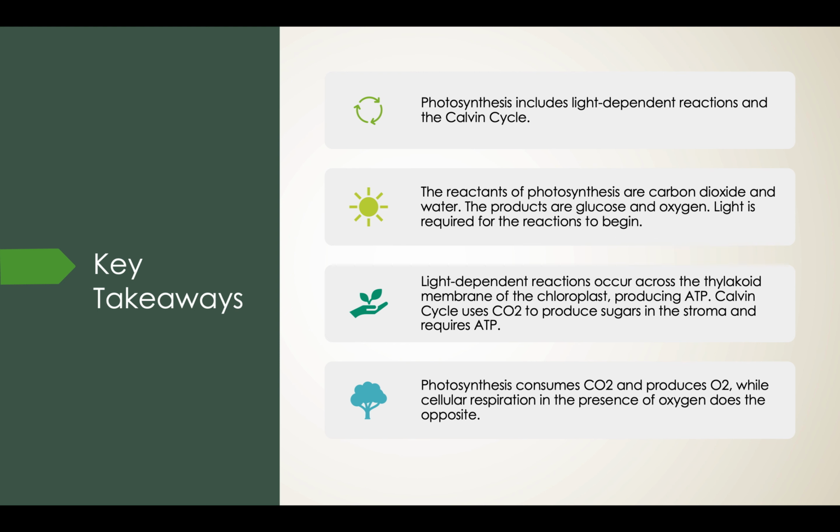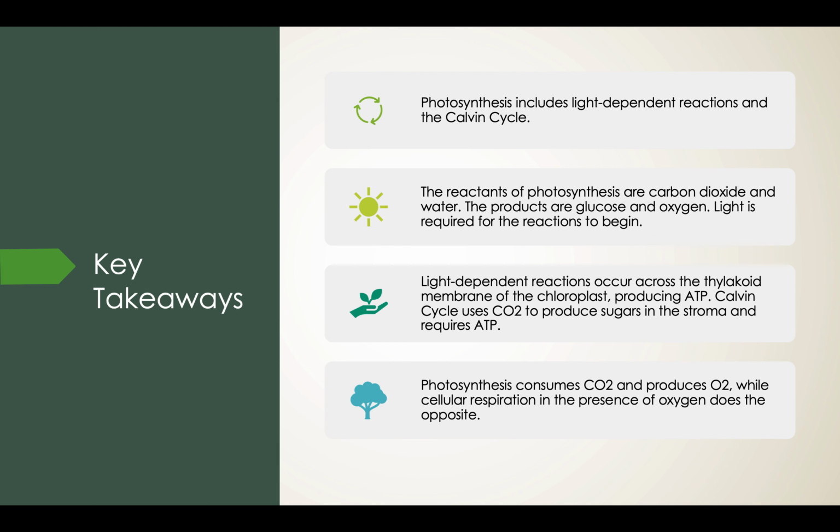So then the third would be light-dependent reactions occur across the thylakoid membrane of the chloroplast, producing ATP, or that energy molecule. The Calvin cycle uses carbon dioxide to produce sugars in the stroma and requires ATP. So it produces those sugars that we need as consumers, and that happens in the stroma or the vacuole kind of empty area of those chloroplast molecules.